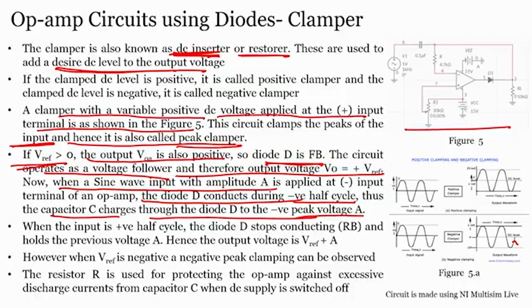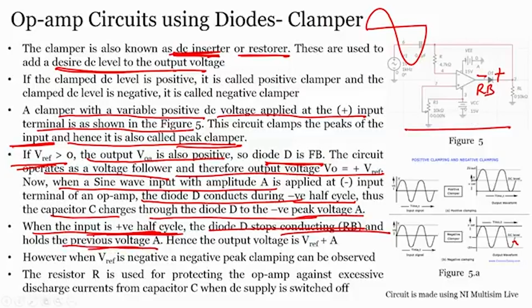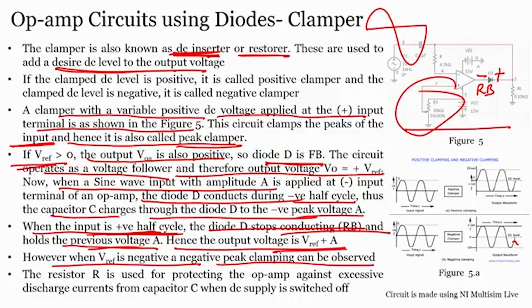So, in this case, like we have seen, the capacitor charges through the diode during the negative peak voltage. When the input is in the positive half cycle, the diode stops conducting as it is in reverse bias, right, because this will be less compared to this, and that is why the diode will not conduct, or it is in the reverse bias condition and holds the previous voltage, which is nothing but your V reference plus V A. However, when V reference is negative, a negative peak clamping can be observed. So, if we make the V reference voltage negative, then the negative clamping can also be seen.